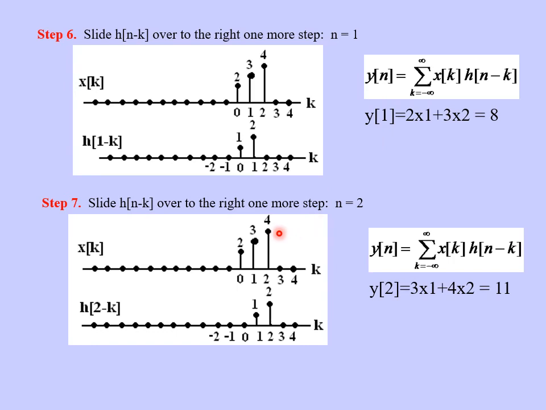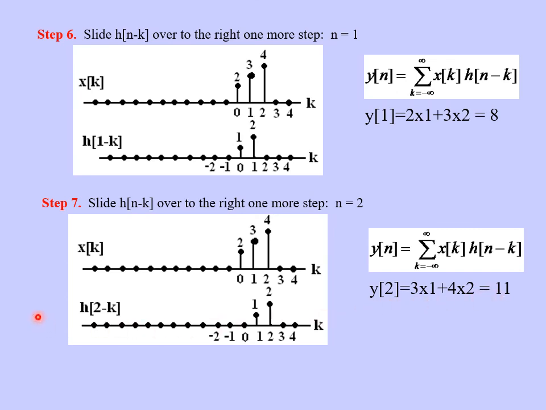And now we have to slip and slide h of n minus k over one more. So now n is equal to 2. And notice there's overlap: 3 times 1, which is 3, it's right here, and 4 times 2 is 8. So 3 plus 8 is 11. So y of 2 is equal to 11.